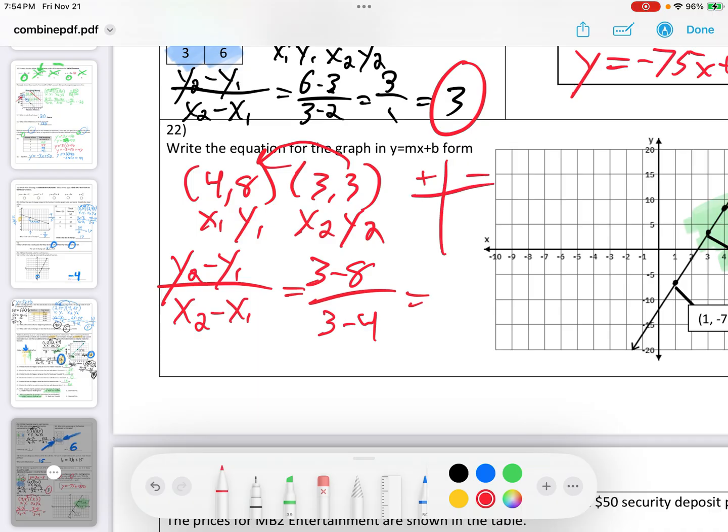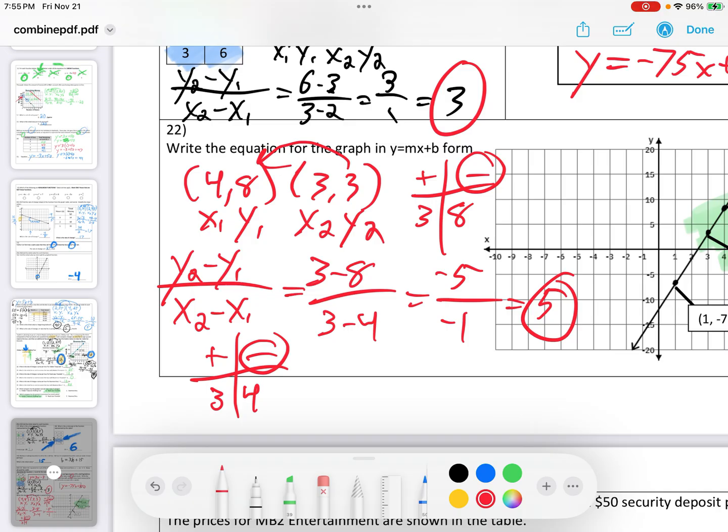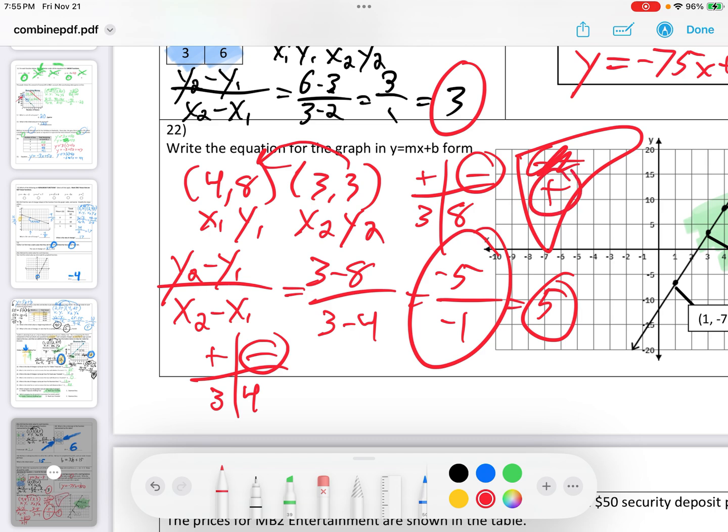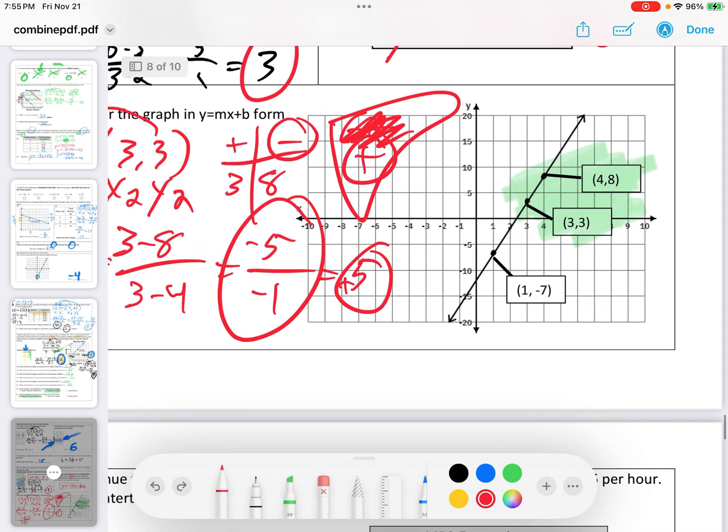Be careful with your negatives. 3 and negative 8. Bad guys win by 5. 3 and negative 4. Bad guys. So, a negative divided by a negative. Again, be careful with your negatives. Our answer is positive 5 for our slope. Okay, we've got the slope. Can we see the intercept? No. I need to make sure it's the right number, even though I could maybe guess. We're not going to guess. We're going to do the math.